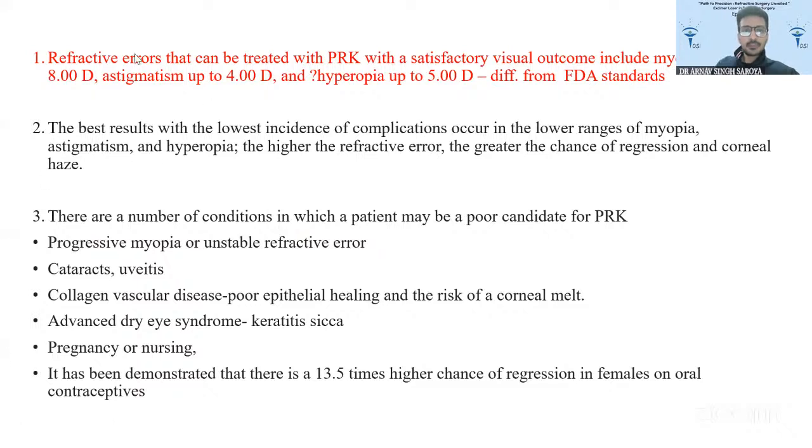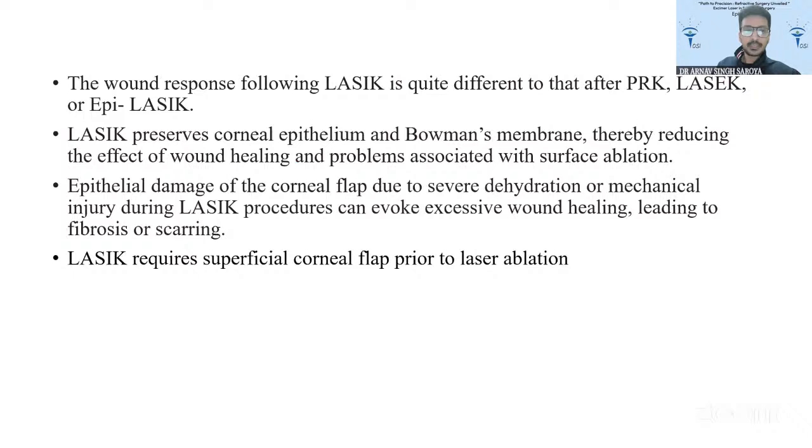Refractive errors that can be treated according to the FDA protocol have been discussed by various speakers. However, we used to follow a protocol of treating myopia up to 8 diopters, astigmatism up to 4 diopters, and in very rare cases hyperopia up to 5 diopters. The best results with the lowest incidence of complications occur in lower ranges of myopia, astigmatism, and hyperopia. Also, we should consider, as discussed with Dr. Sandeep, which is a good candidate and which is a poor candidate.